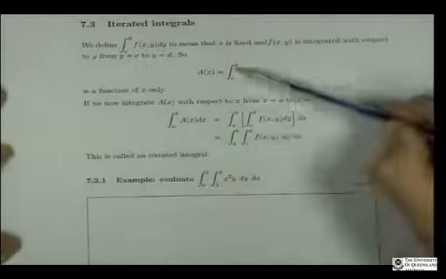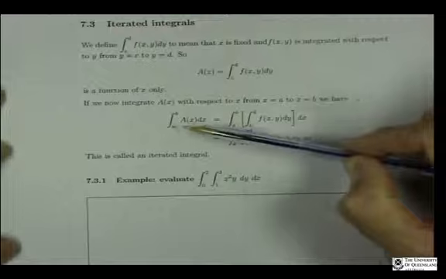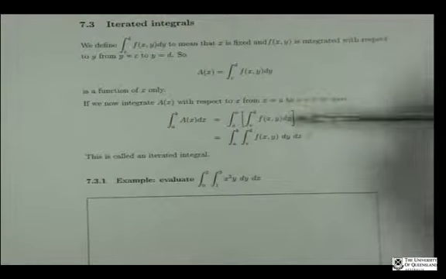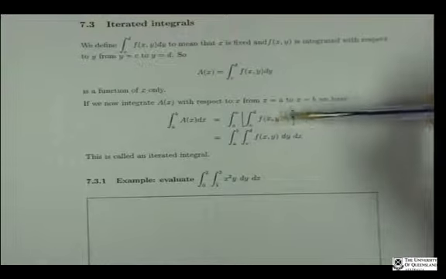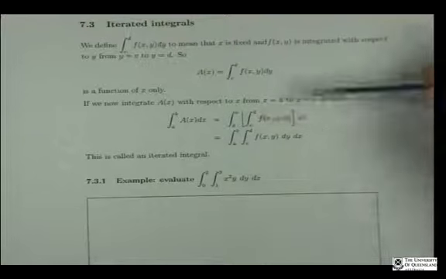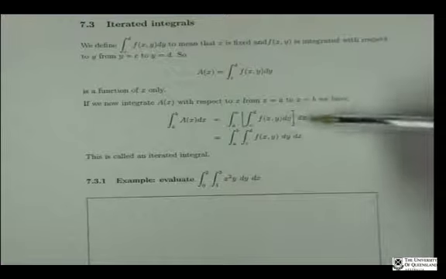And so now substituting this into the expression for a, what we end up with is what's called an iterated integral. We end up with this expression where we first integrate the two-variable function partially with respect to y, evaluate it at those two values for y, and then integrate the remaining function, which is a function of x only, with respect to x.